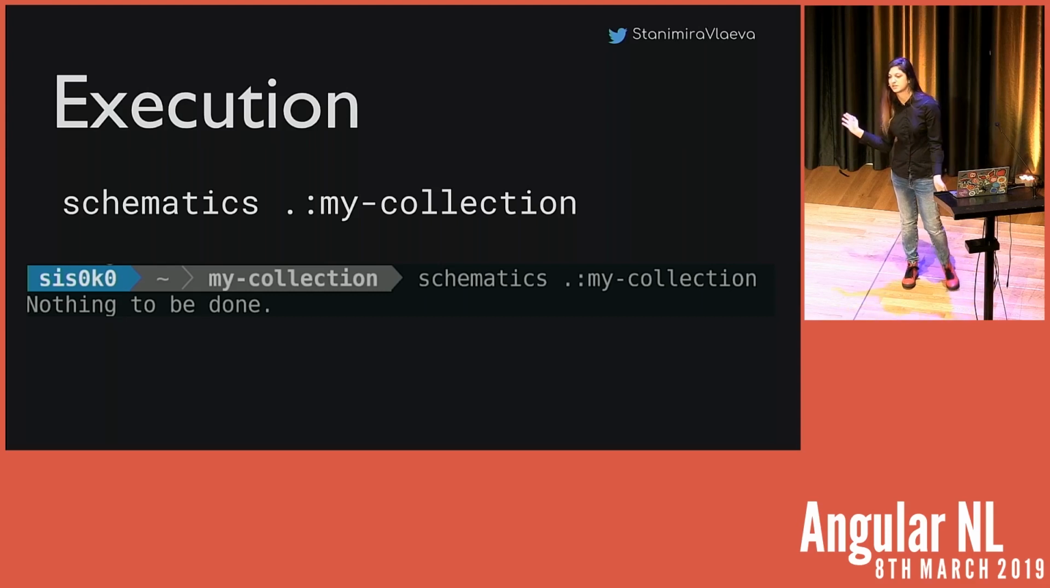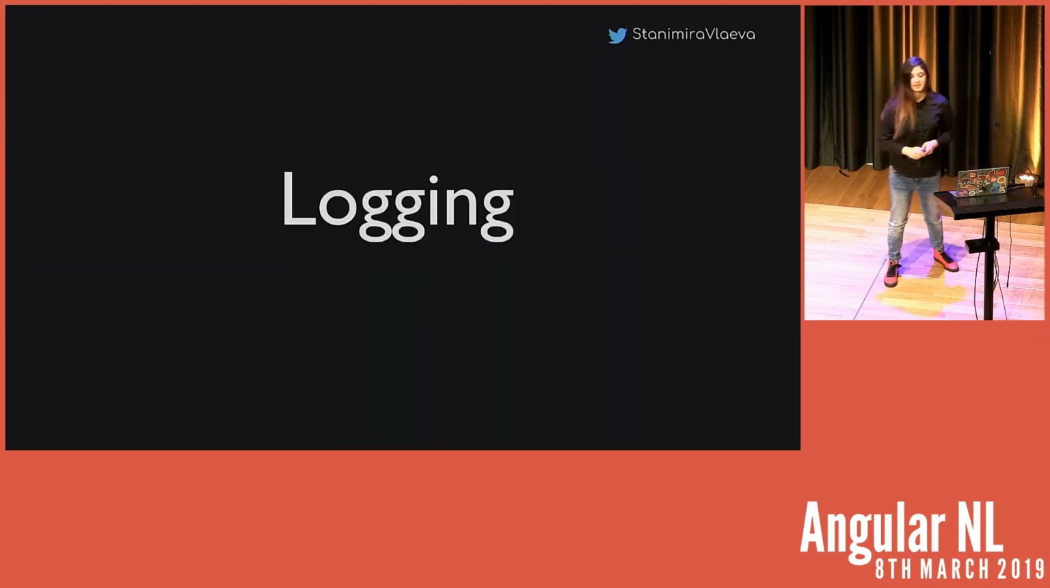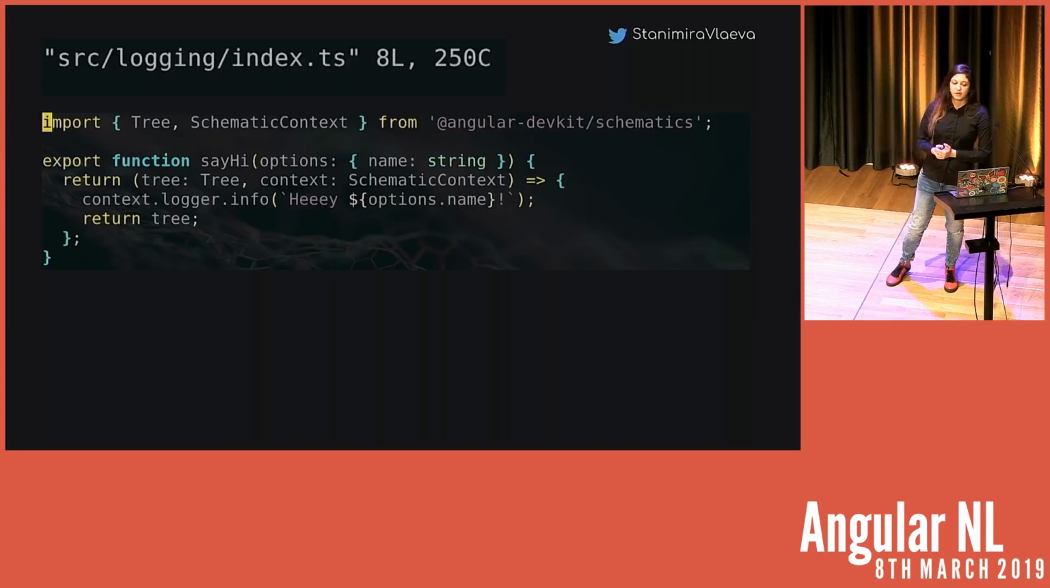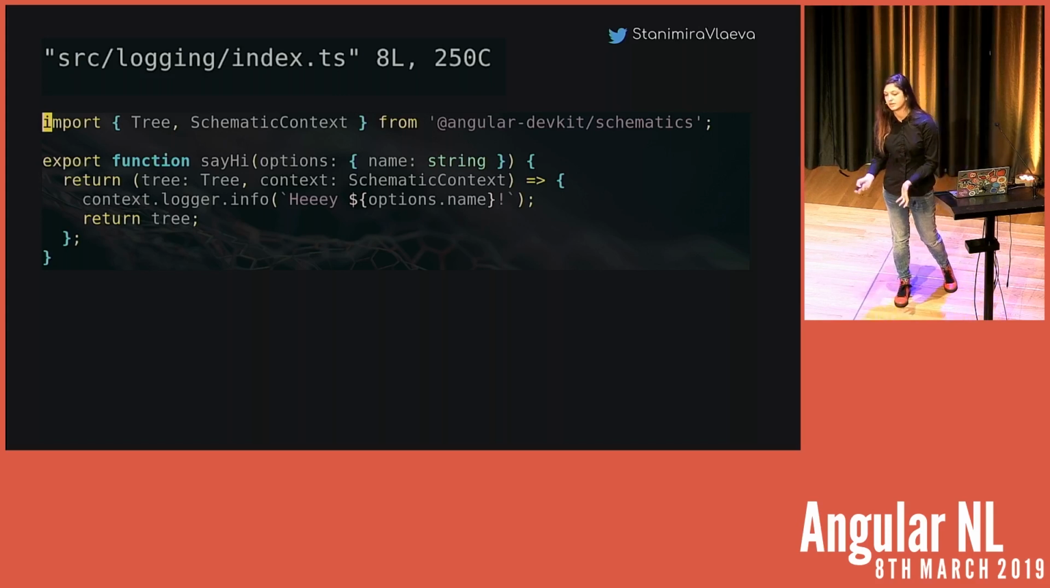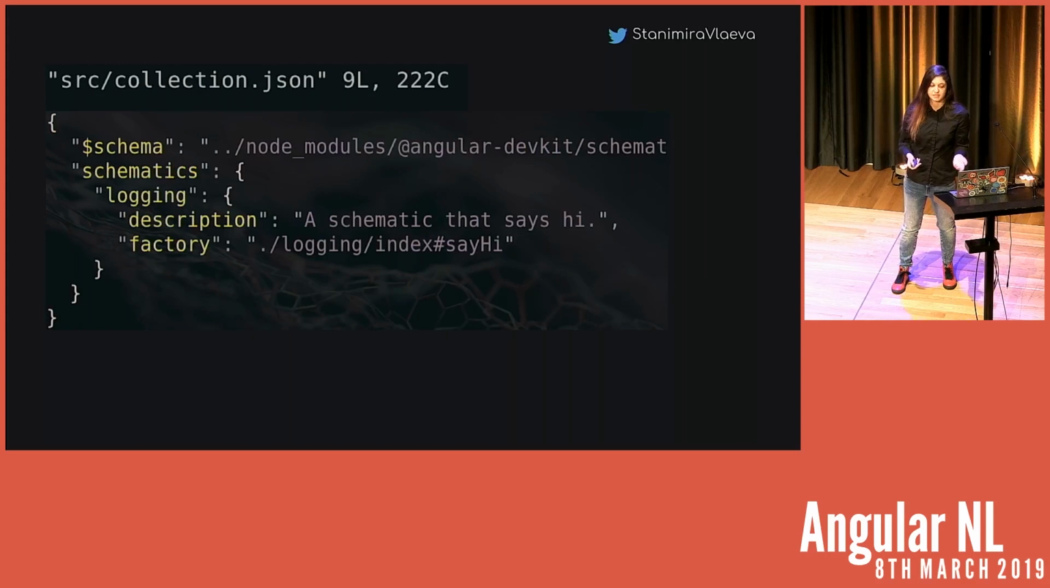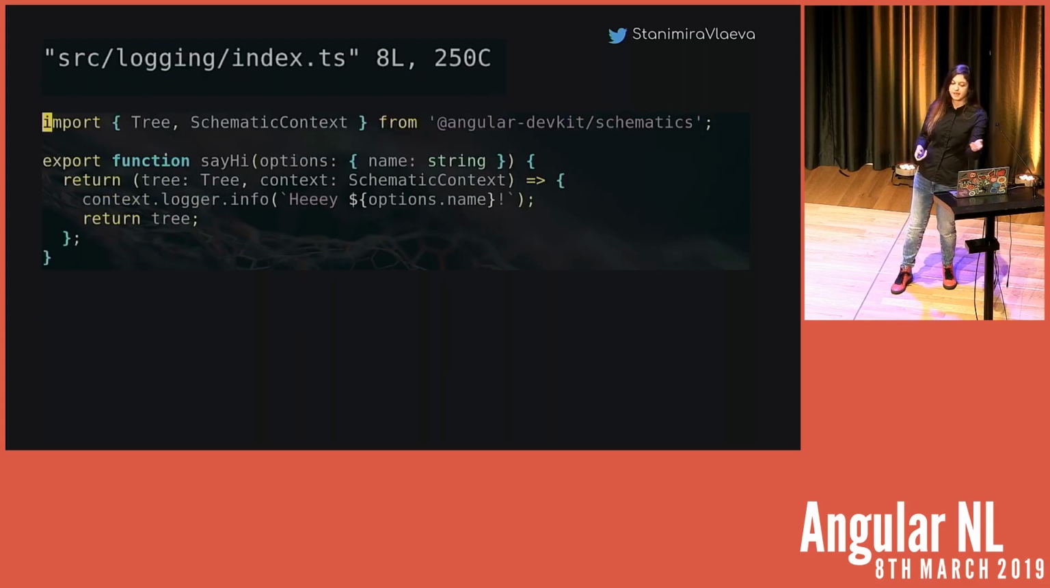All right, how do we do stuff with schematics? First, logging. It's very easy. We need to provide another option to the factory. So the factory accepts a tree, and it can also accept the current context. And the context contains a logger. And the logger is basically built-in schematics. And you can log stuff. That's it. So yeah, we have context logger info and some string.